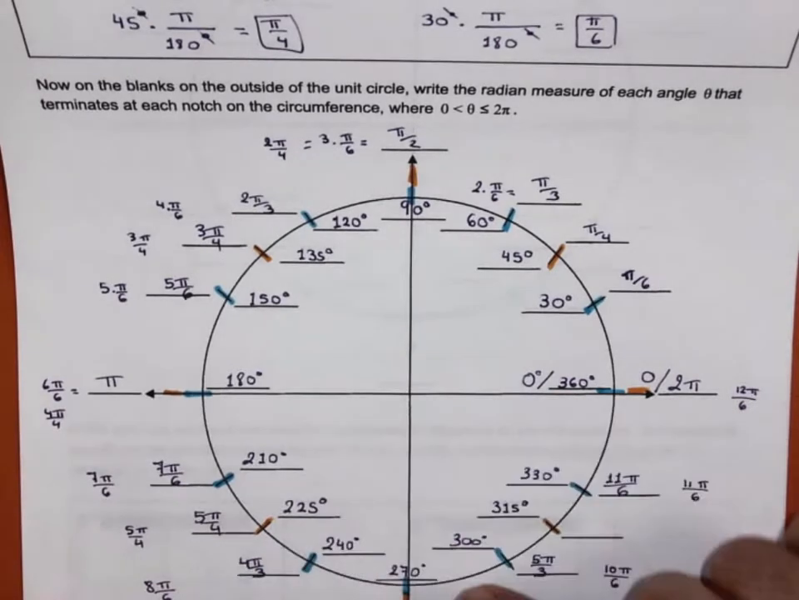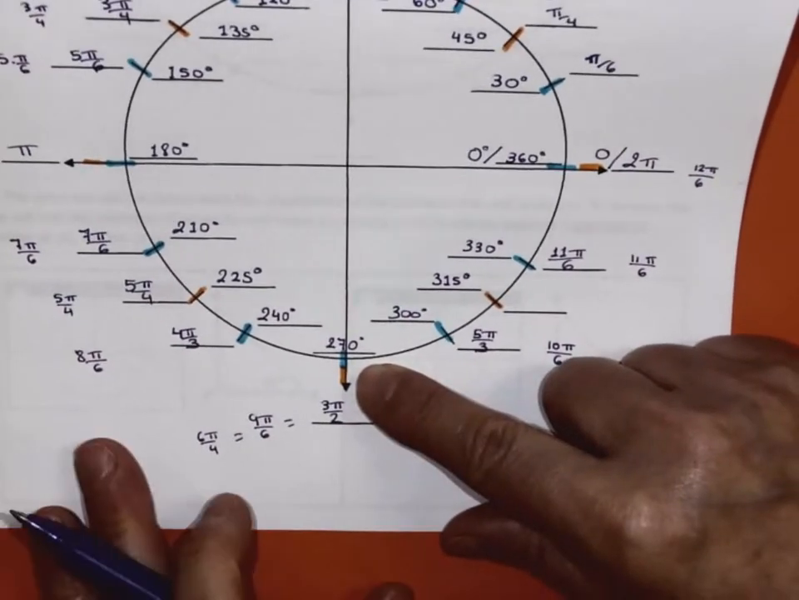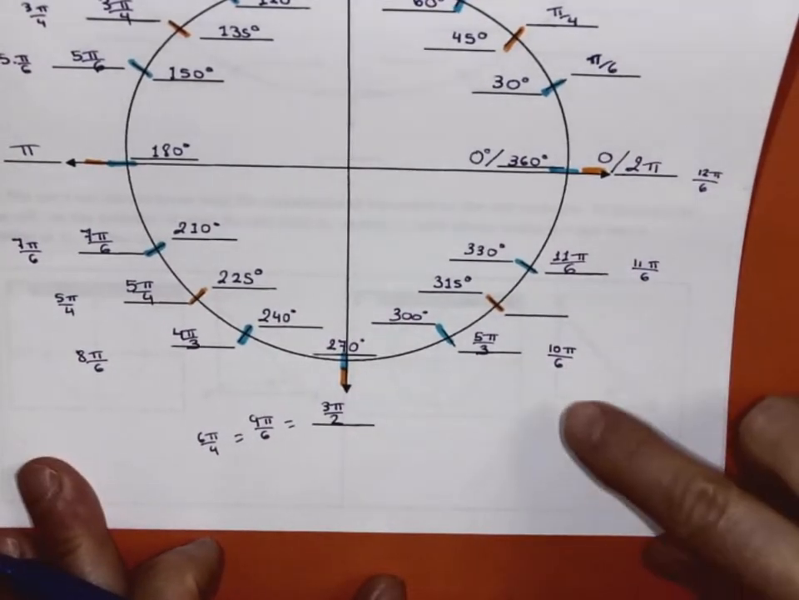6 pi over 4 is the same thing as that, so that's 3 pi over 2. Ooh, I keep forgetting that you don't see it up there. You will be in the room, you will tell me, huh?